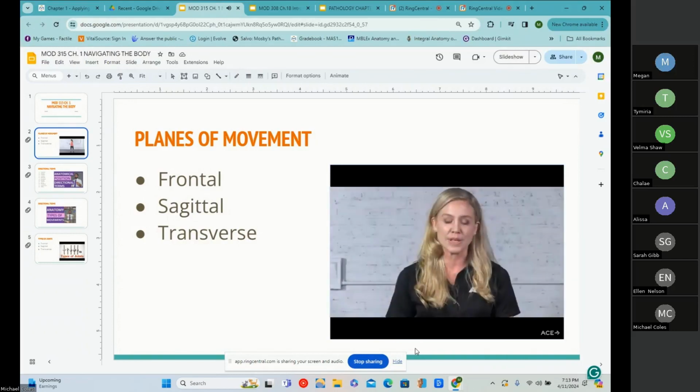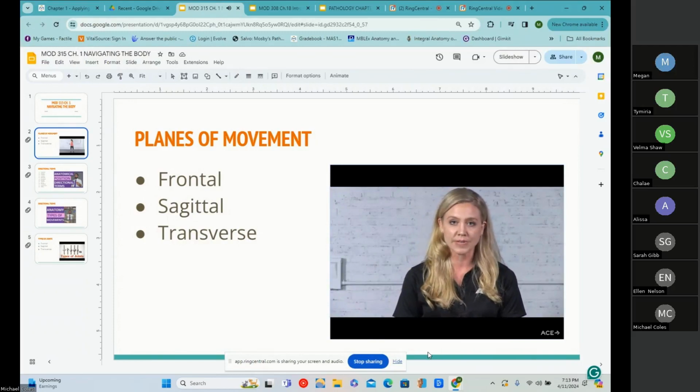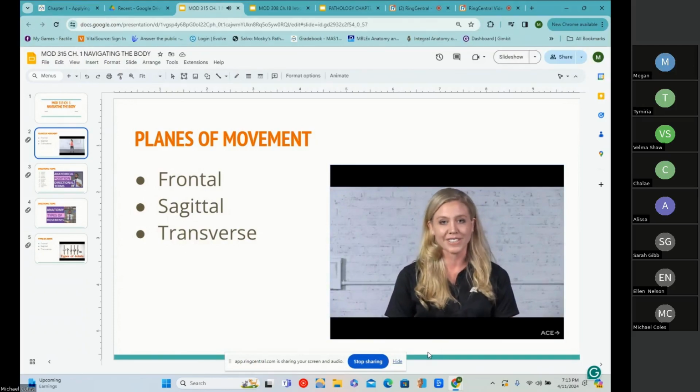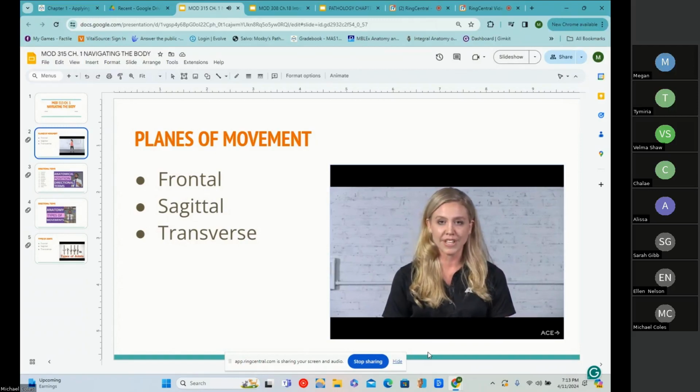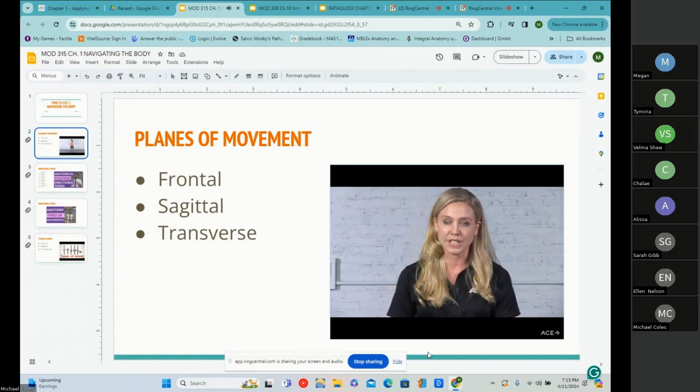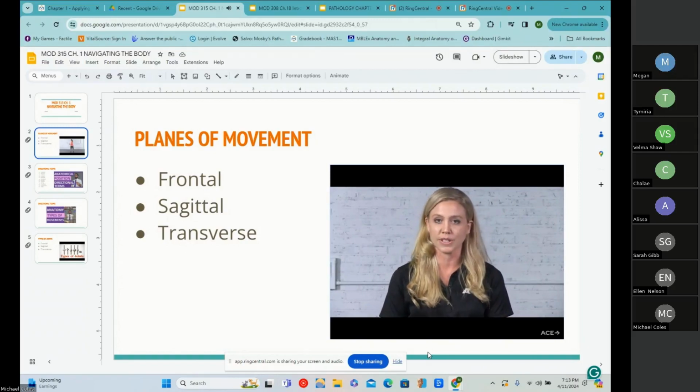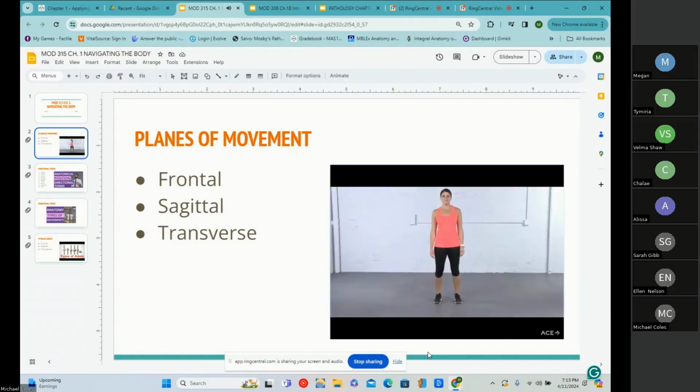When we want to describe motion of the human body, we need to identify the space on which that motion occurs. To do this, we divide the body into 3 different sections or planes: sagittal, transverse, and frontal. Today, Molly is going to be demonstrating these motions and how they occur on each one of these planes. The sagittal plane is a vertical plane cutting the body into left and right halves. So any forward and backward movement parallel to this plane occurs in the sagittal plane. Movements such as flexion and extension will occur in the sagittal plane.